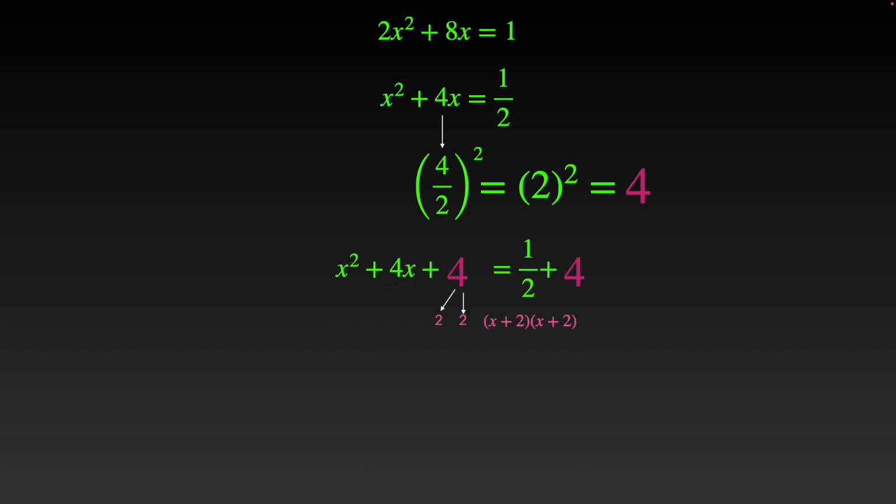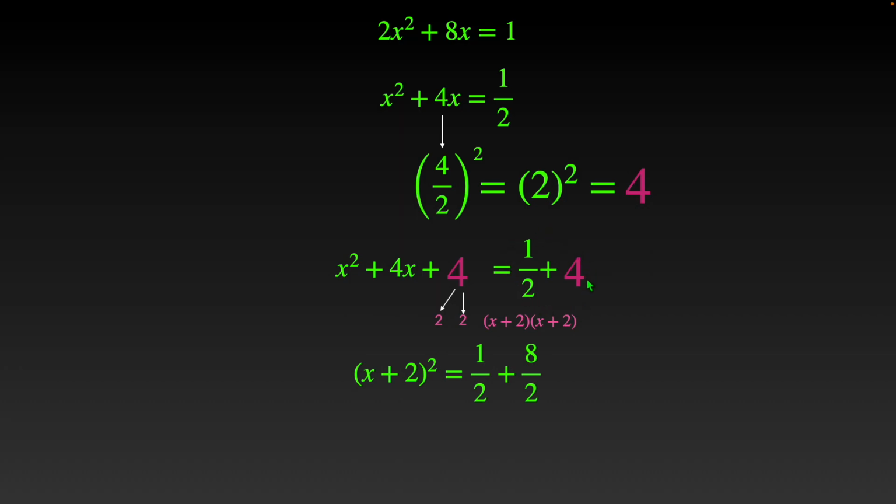So the left-hand side is going to be factored the following way. x plus 2 times x plus 2. So this is why we get x plus 2 squared on the left-hand side. The square here means x plus 2 times x plus 2. What's happening with the right-hand side? Well, we need to add these together.